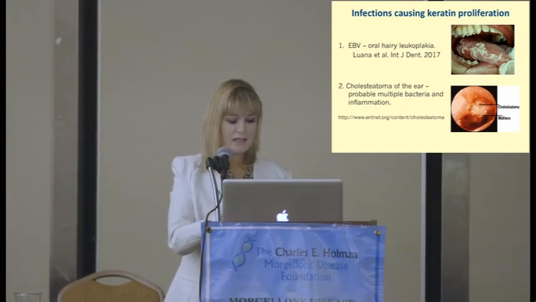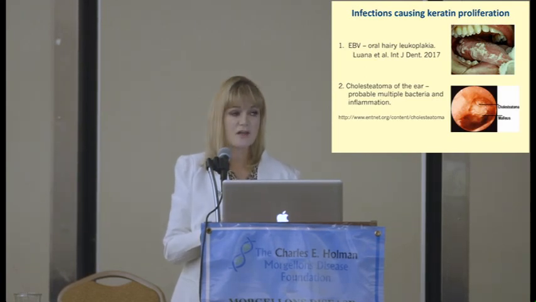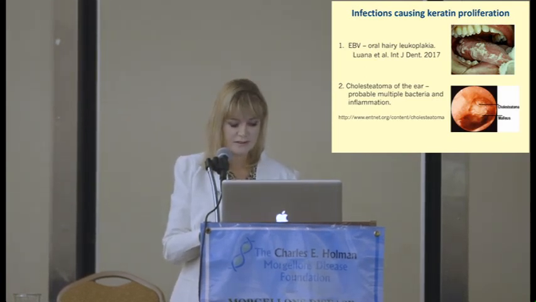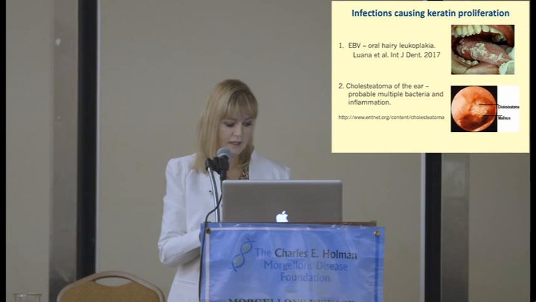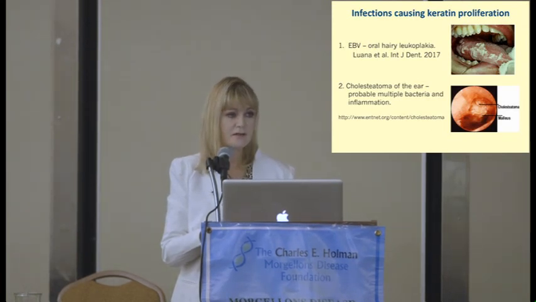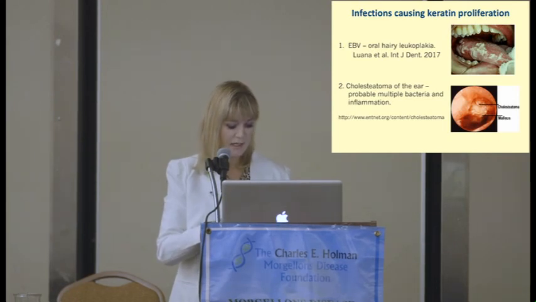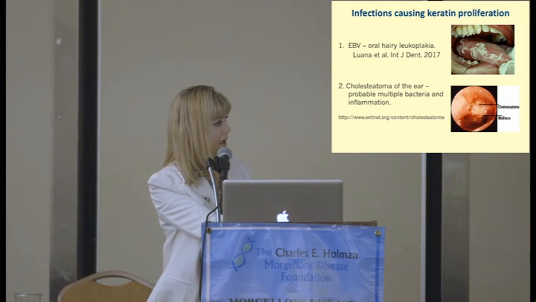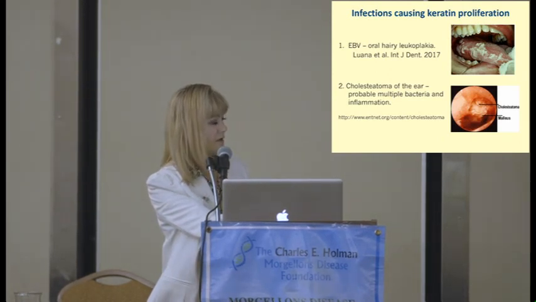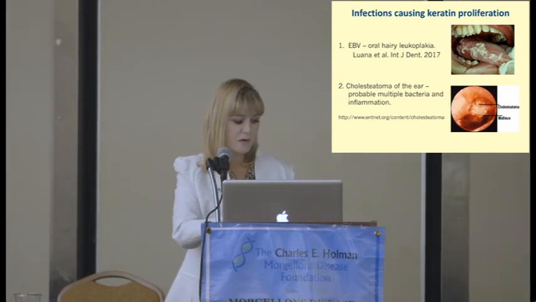So as far as mechanism is concerned, it's a well-established fact that infections can cause abnormal keratin expression and keratin proliferation. Epstein-Barr virus causes a condition called hairy leukoplakia, and this occurs in HIV patients. This white hair-like keratin growth occurs in the mouth, mostly along the tongue, and you can see it up there. So we know pathogens are capable of doing similar things.